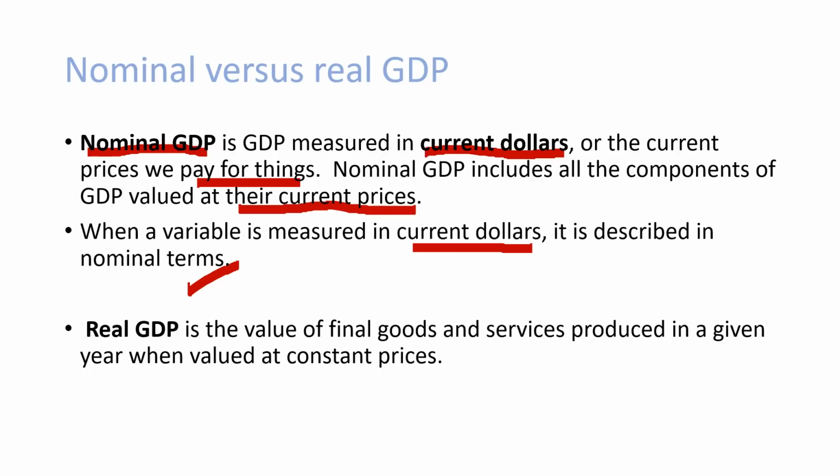While real GDP is the value of final goods and services produced in a given year, when valued at constant price, so at base year, so it will always have a constant price. The quantity will change, depending on the year that we produce, but at constant price. And when we say constant price, we mean the base year. So we are always going to take the price of the base year. So you will find out that you are going to have the same price, but with different quantity.